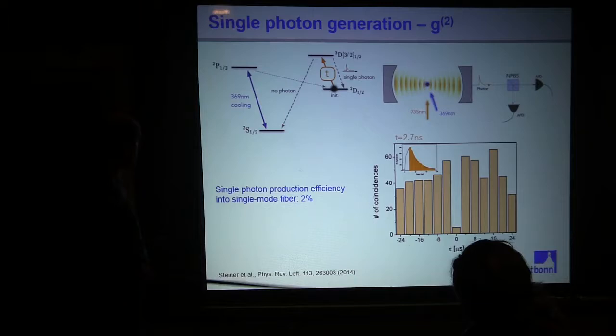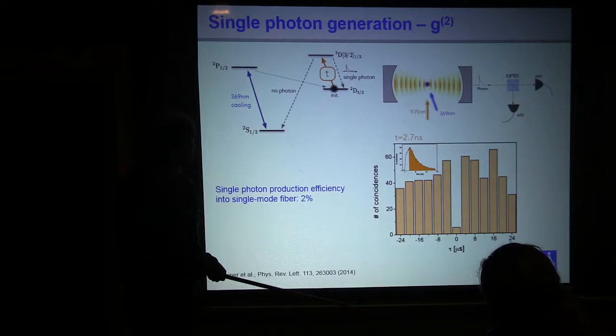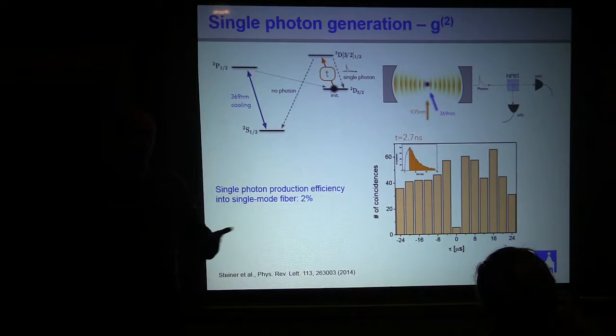So we get the photons out, we put them in a Hanbury Brown and Twiss setup, look at the Hanbury Brown and Twiss correlations, and we can indeed confirm that we get single photons out. It's not a big surprise, it's a single emitter in there, which is excited with a short pulse.